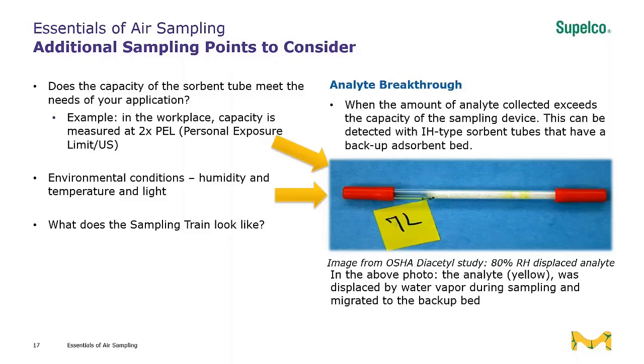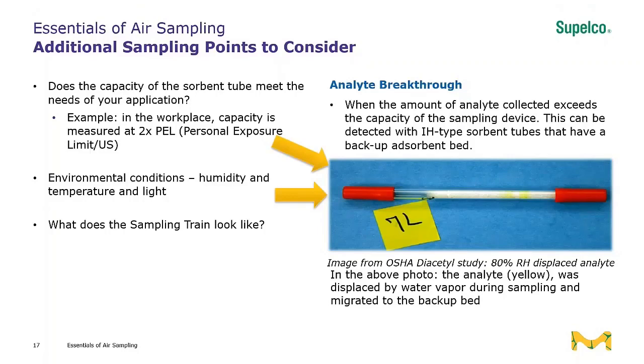The example of relative humidity and water vapor affecting the collection of contaminants would require another device in the sampling train. Often used would be an ozone scrubber, and that can help collect some of the water vapor before it goes into the sorbent tube. And what happens when the capacity of the sorbent tube is taken up by water vapor or another competing analyte is that there can be what's called analyte breakthrough. And that's when the analyte collected exceeds the capacity of the adsorbent on the inside of the tube.